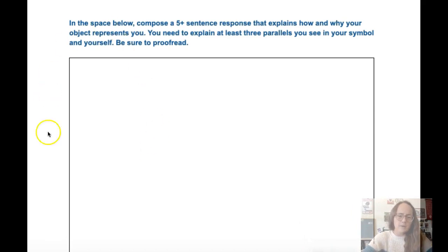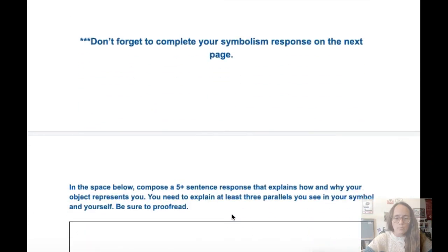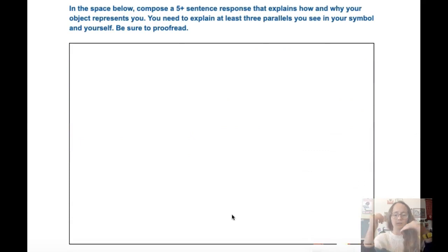What you're going to do in this box then is compose a 5+ sentence response where you explain how your symbol represents you. So say you said the symbol that represents me is a goalpost. All right, well, in this box then you are going to explain how that goalpost represents you. Now, use the details above that you already came up with to help you. What you want to make sure of is that you're really explaining those details and using those details to help you prove how your object is a representation of you.